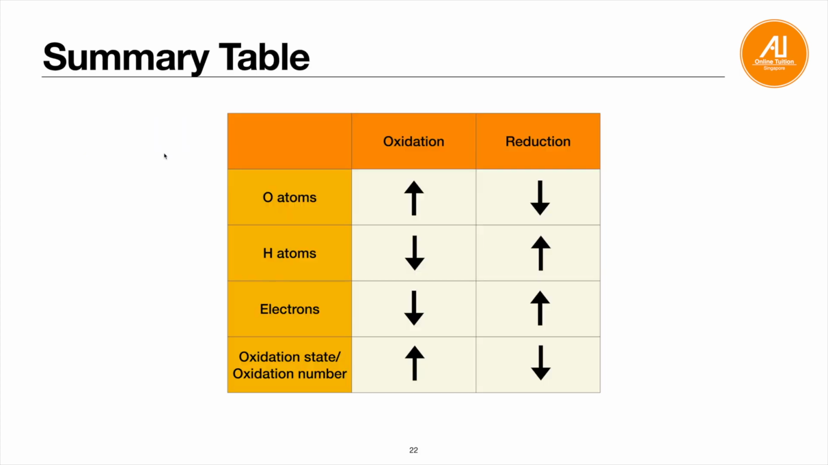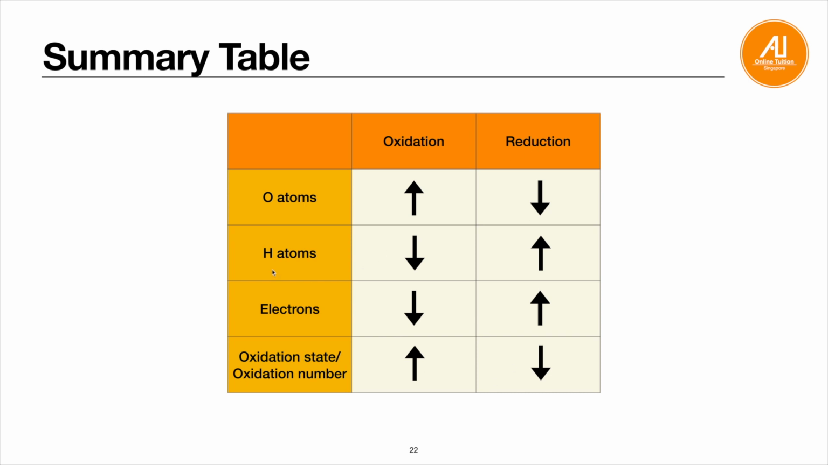All right, coming to the final slide, the summary table. It covers oxygen atoms, hydrogen atoms, electrons, and oxidation state. Let's look at oxygen atoms and oxidation state. If these two increase, you're oxidized. Increase is oxidized. If your oxygen atoms decrease or your oxidation state decreases, you have been reduced.